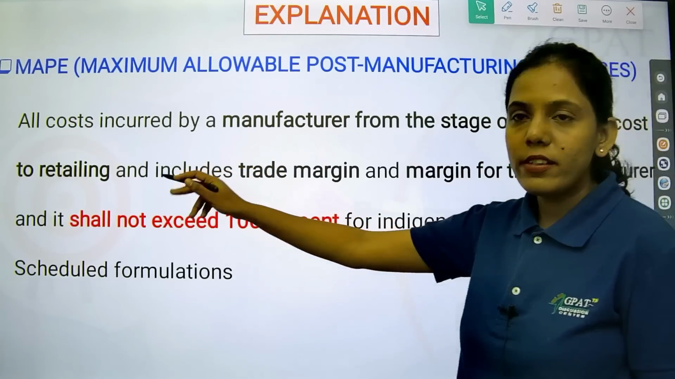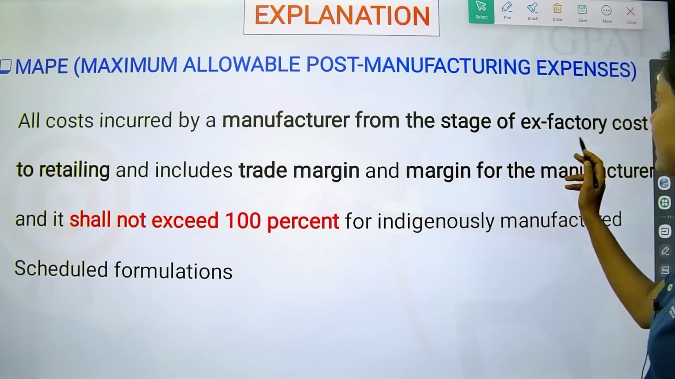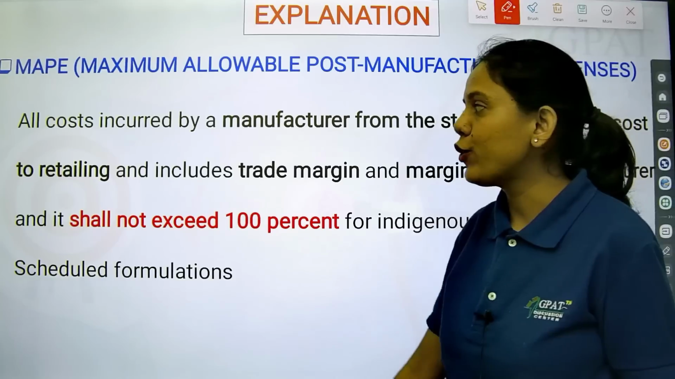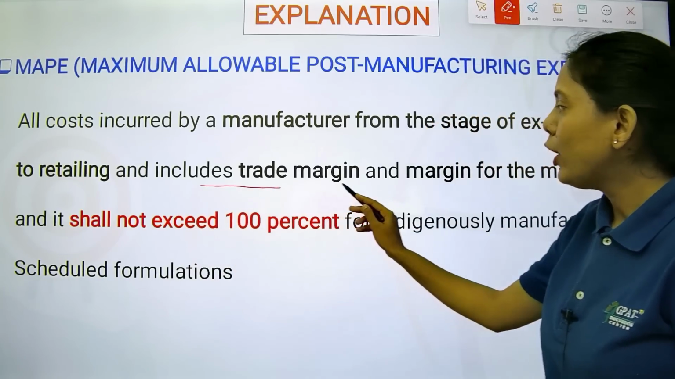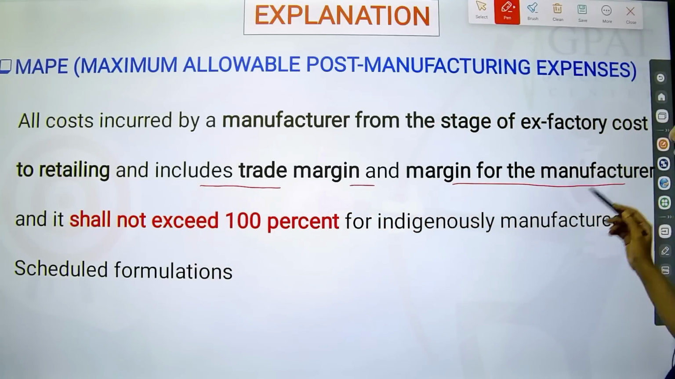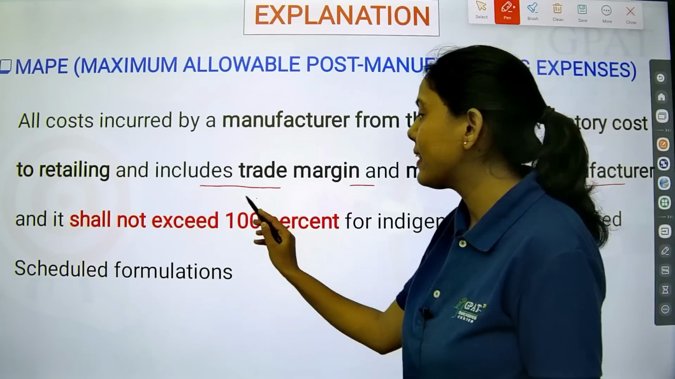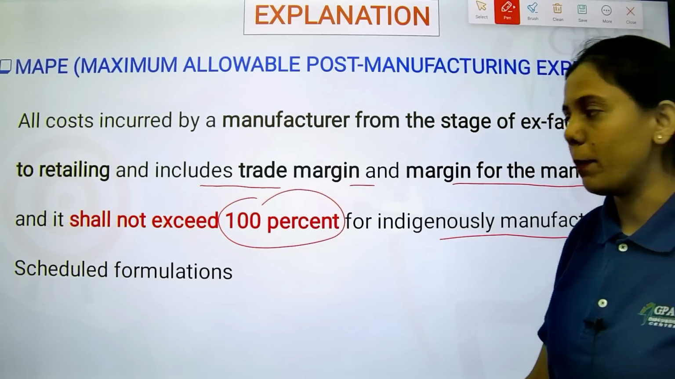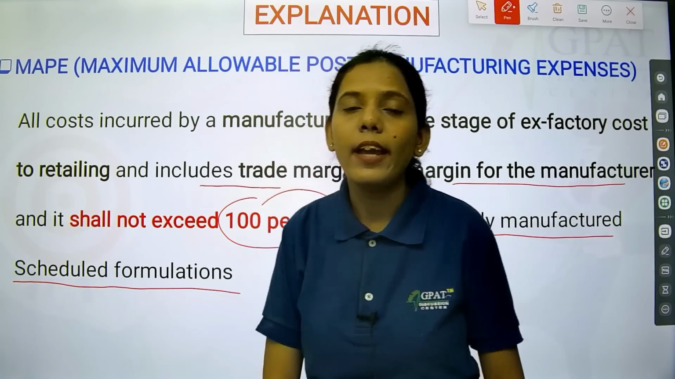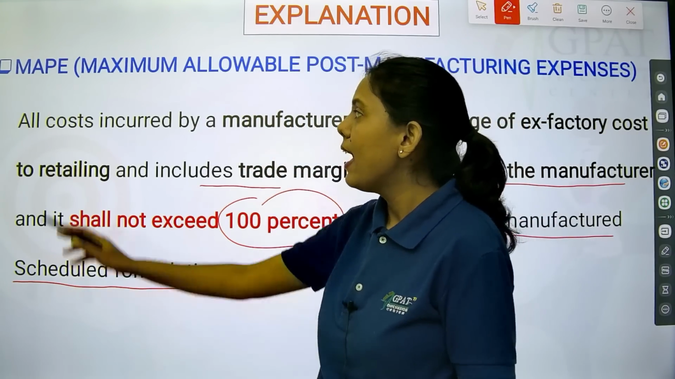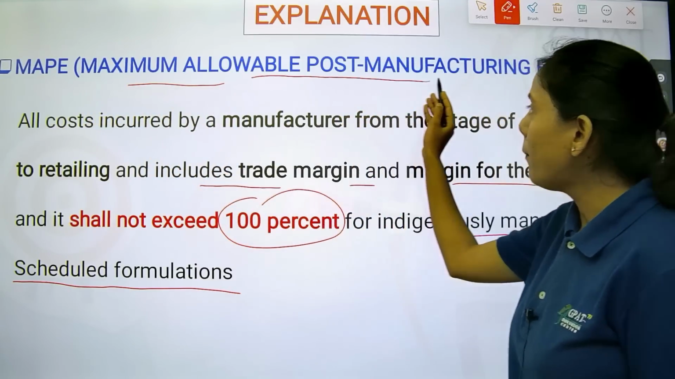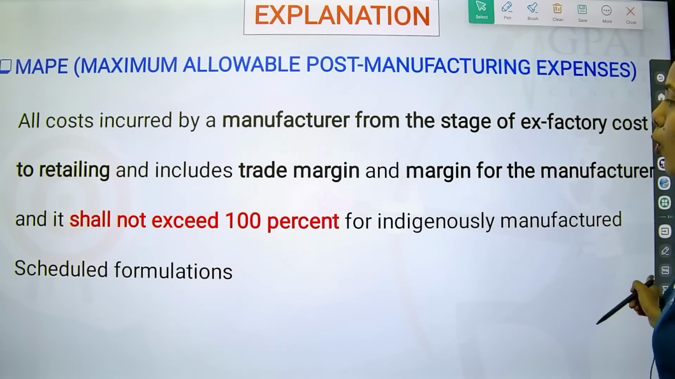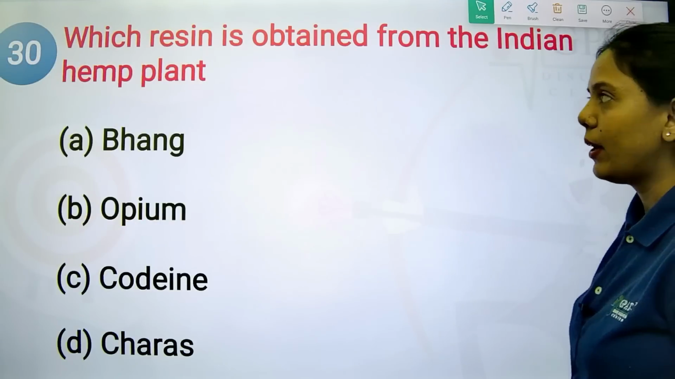So all costs incurred by a manufacturer from the stage of ex-factory cost, that is apart from the manufacturing one, to retailing, it includes the trade margin and margin for the manufacturers, and it should not exceed 100% for indigenously manufactured scheduled formulations. That is maximum allowable post manufacturing expenses. So option D was the right answer, that is 100%.